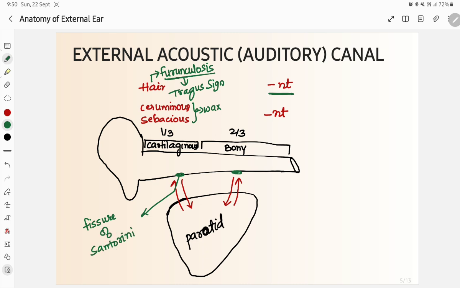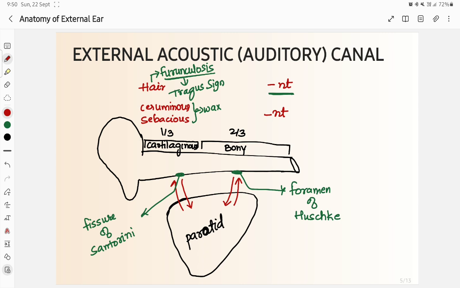And the other communication is known as the foramen of Hashke. Foramen of Hashke. Now these communications obliterate by the age of 5 to 7 years. We have another important structure in our bony canal.